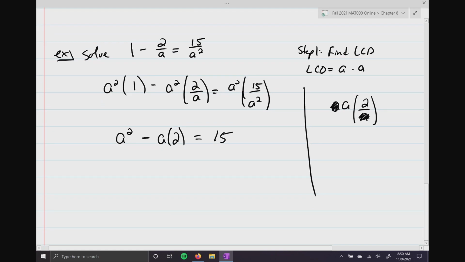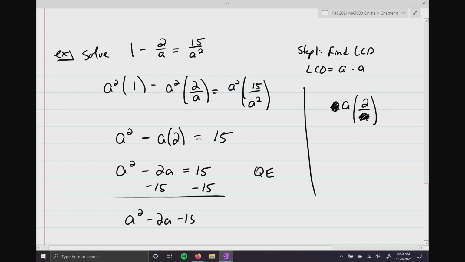So from here, I'm going to clean it up a little bit. A to the second minus 2a equals 15. And what you got to be able to recognize now is that we have a quadratic equation, which means we need to set it equal to 0, factor, 0 product property. So I'm going to subtract 15 from both sides. I get a to the second minus 2a minus 15 equals 0.